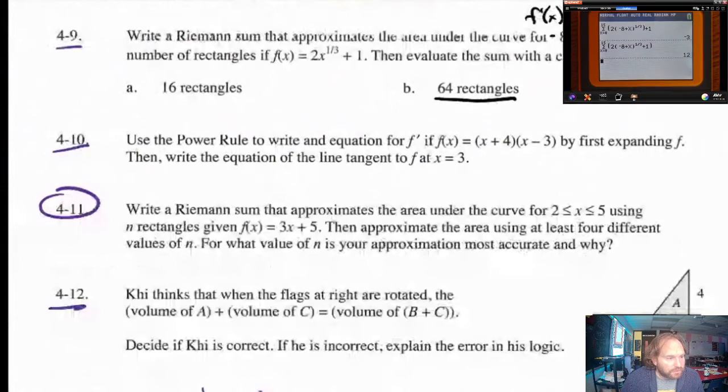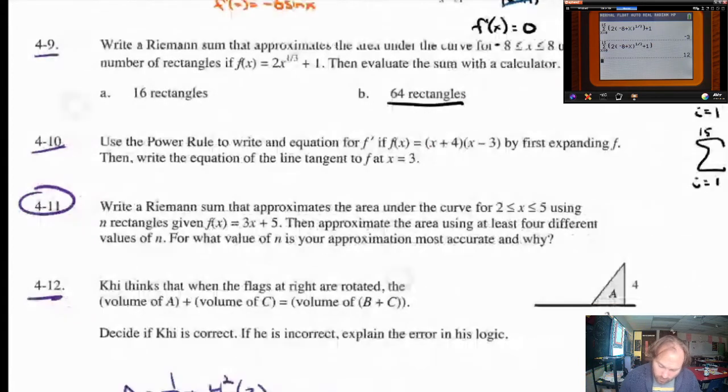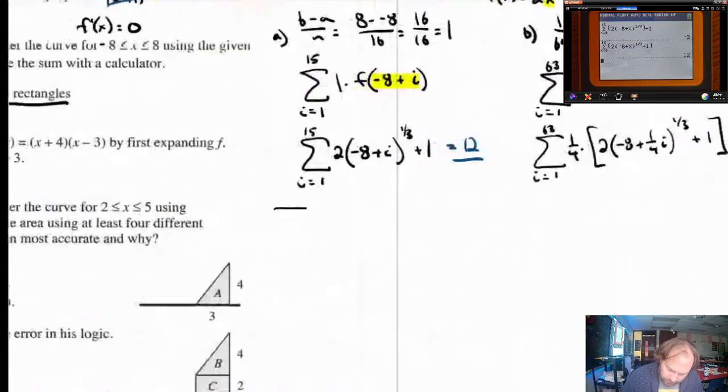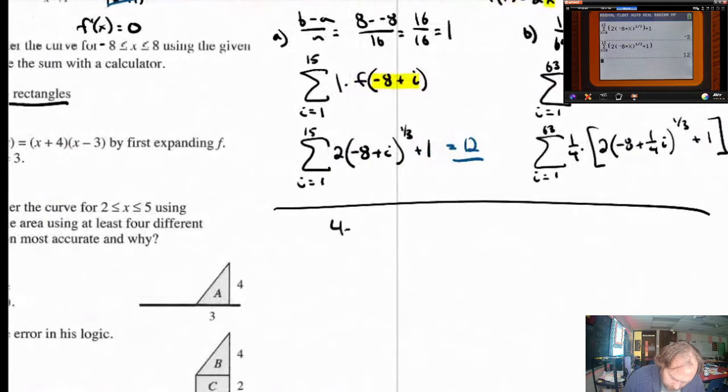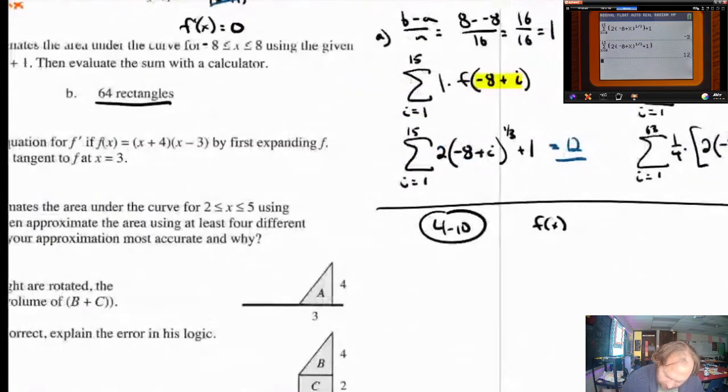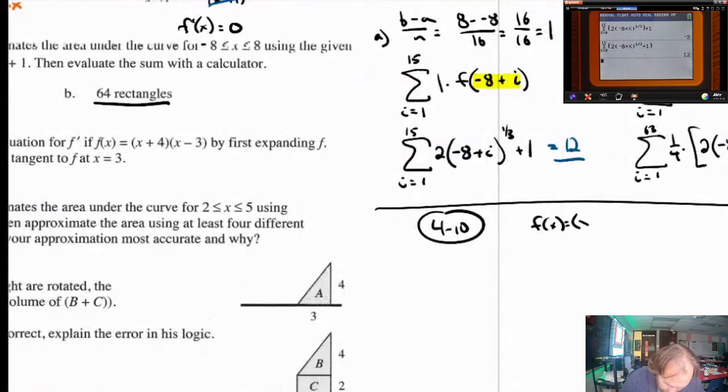410. Use the power rule to write the equation for that function, and then write the equation of the line tangent at x equals 3. We like these problems a lot, so let's keep going. These take a lot of practice, but they're kind of the same steps. I'm going to do my work over down here, I suppose. This will be 410. Our original function is f of x equals (x plus 4) times (x minus 3).